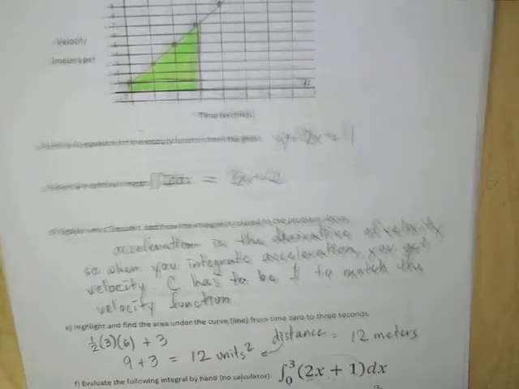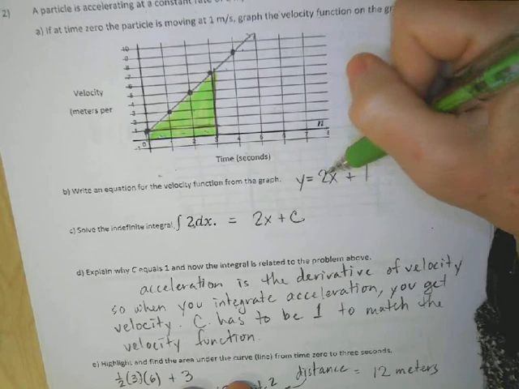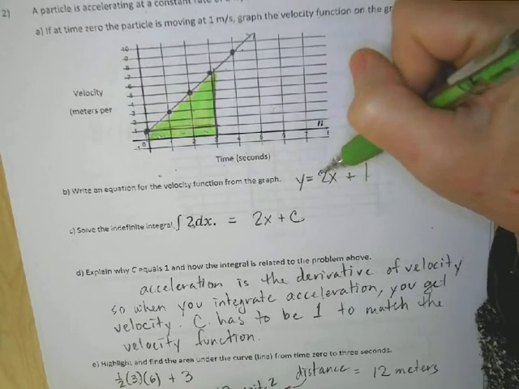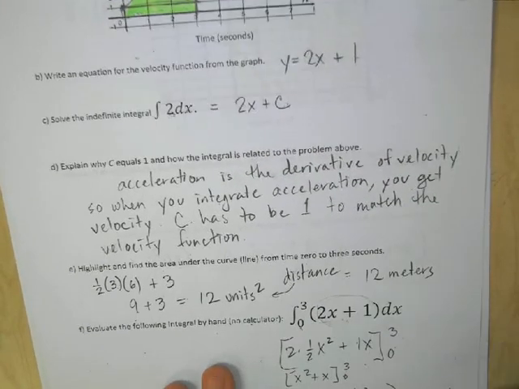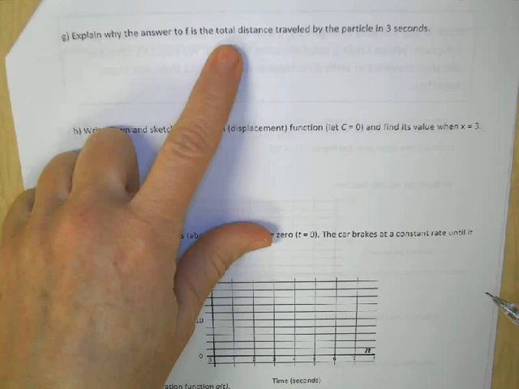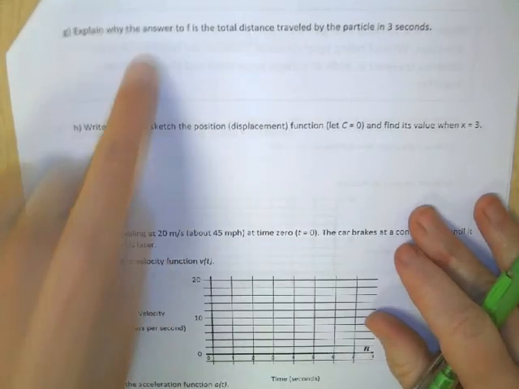All right. Okay, so I hope we're starting to see what's going on here. Acceleration, velocity, so I can do the antiderivative of acceleration to get velocity. And then if I integrate the velocity function, I can get the total distance. That has to do with my displacement. Okay, explain why the answer to F is, oh, here's that question. Explain why the answer to F is the total distance traveled by the particle in 3 seconds. Okay, you explain that. I'm not going to write it down.